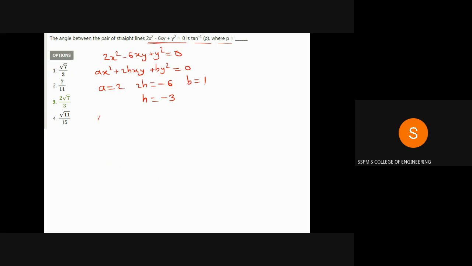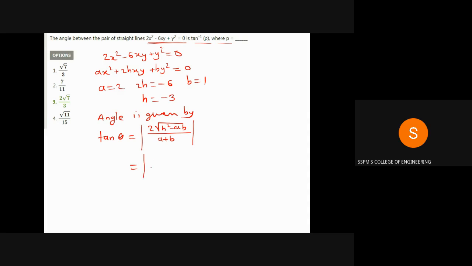Now what is the angle between the pair of straight lines? The angle is given by tangent of theta. Tangent of theta is equal to mod of 2 root h square minus ab divided by a plus b. 2 root h square minus ab divided by a plus b.